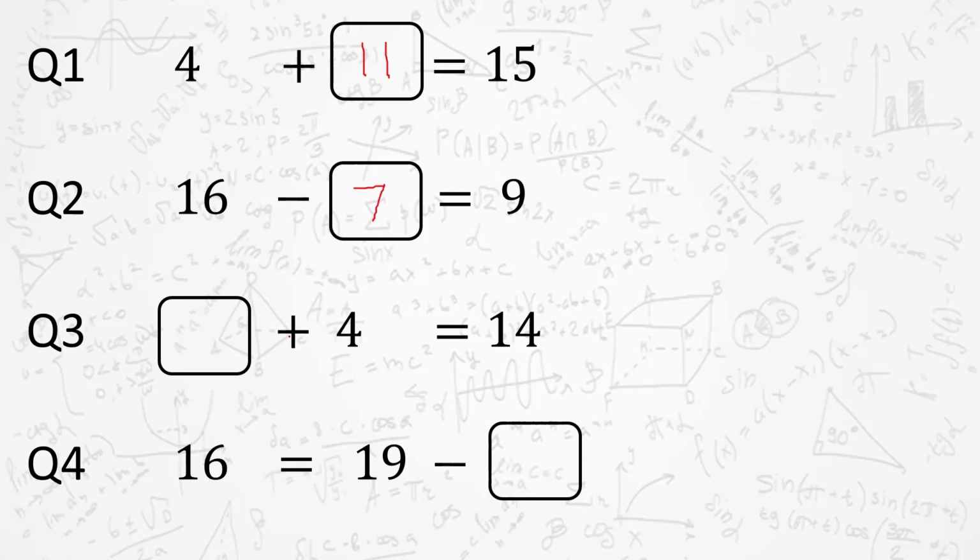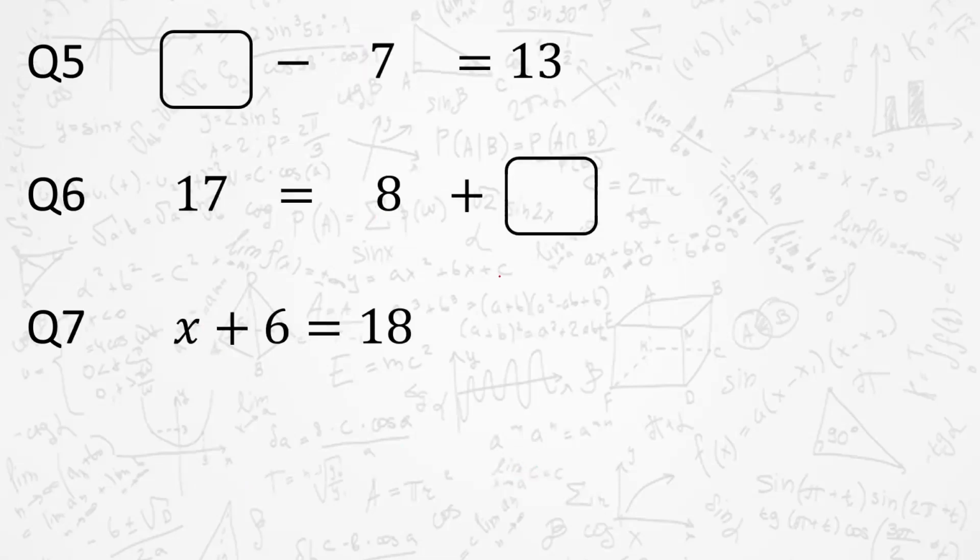Next one, question 3. A number plus 4 equals 14. Seems straightforward. The difference between 14 and 4 is 10. So 10 plus 4 equals 14. Next one, 19 minus a number equals 16. So you need to go down: 19, 18, 17, 16, so 3 times. So 19 minus 3 equals 16.